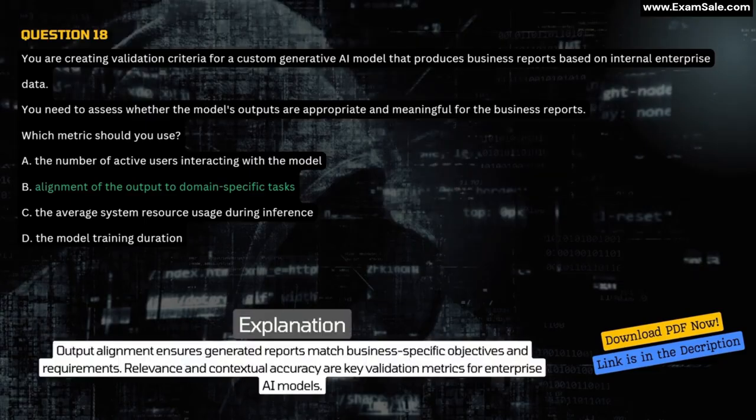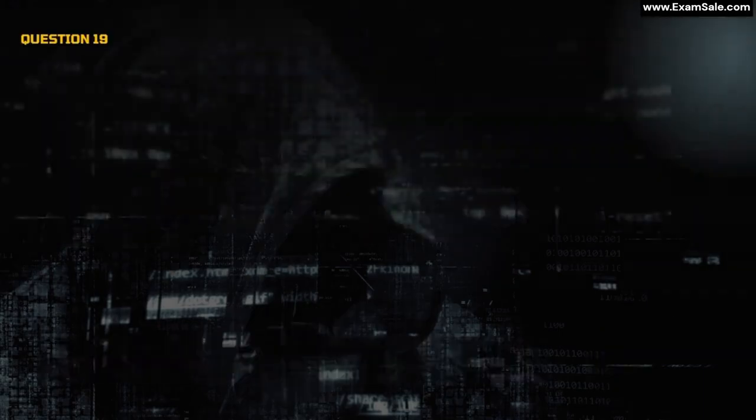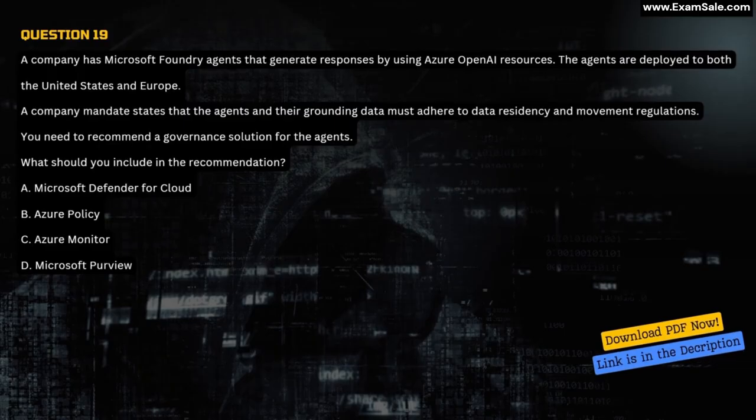Explanation. Output alignment ensures generated reports match business-specific objectives and requirements. Relevance and contextual accuracy are key validation metrics for enterprise AI models. Question 19. A company has Microsoft Foundry agents that generate responses by using Azure OpenAI resources. The agents are deployed to both the United States and Europe.